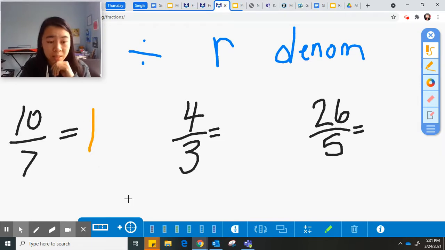Okay, so that means 7. And then we have to figure out what the remainder is. So you can think right here, 7 times 1 is 7, but we need 10. So 7, 8, 9, 10. So our remainder is going to be 3. And then our denominator is going to stay the same.